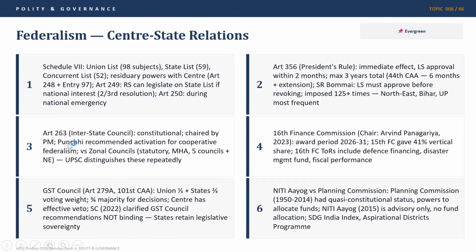Article 263 relates to the Interstate Council, which is a constitutional body. It is chaired by the Prime Minister. The Punchhi Commission recommended activation for cooperative federalism. So the Interstate Council needs to be reactivated. That's what the Punchhi Commission recommended for cooperative federalism.